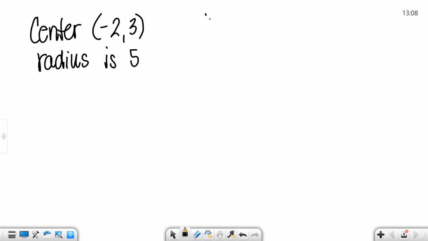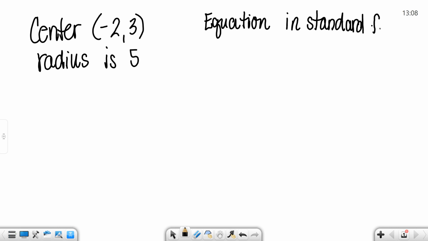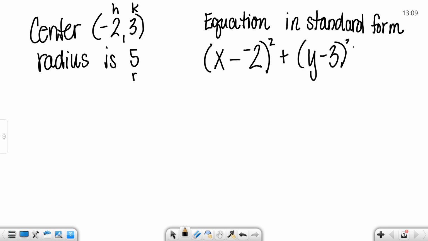All right, so we're going to do two things. We're going to write our equation first, and we're going to make sure it's in standard form, that equation that I showed you up above. So I'm going to identify this is h and k, that's my center, and my radius is r. So x minus h, h is -2, so x minus -2 plus (y minus 3) is equal to 5 squared.